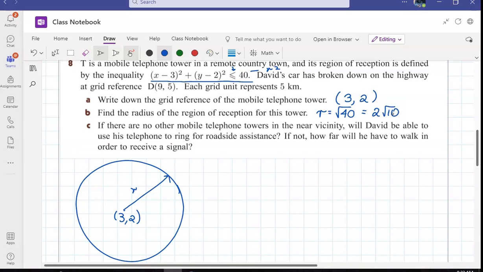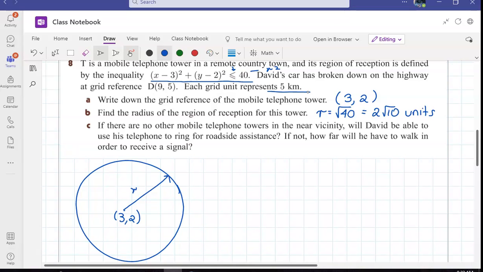Yeah, and then as Brody said, we've got each grid unit. So this would be units, but we're saying every unit represents 5k. So just times it by 5. Yeah? That makes sense so far? And we're looking at all the stuff inside. If there are no other mobile phone towers anywhere, will Dave be able to use his phone to ring assistance?